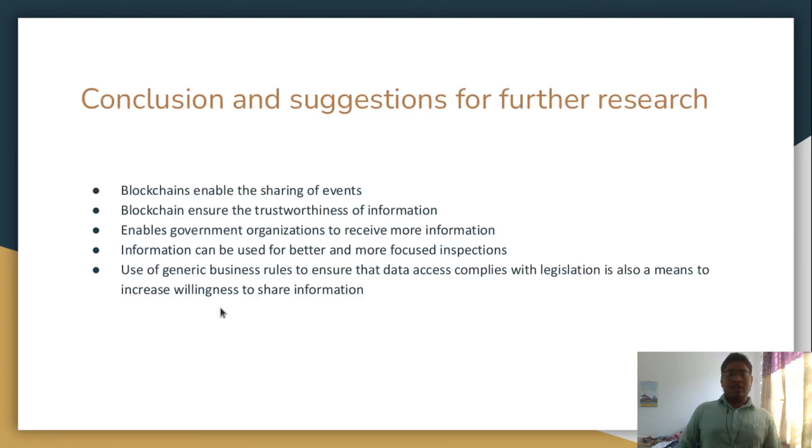And at last, the conclusion and the suggestions for further research. As you know, blockchain enables the sharing of events. Blockchain ensures the trustworthiness of the information by its nature. It also enables the organization and the government organization to receive more information from the businesses to ensure public safety and security. Information can be used for better and more focused inspection by the government. Use of generic business rules to ensure that data access complies with legislation is also a means to increase the willingness of the businesses to share information with the government.